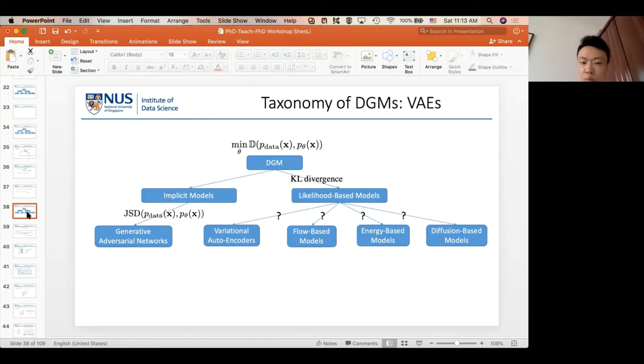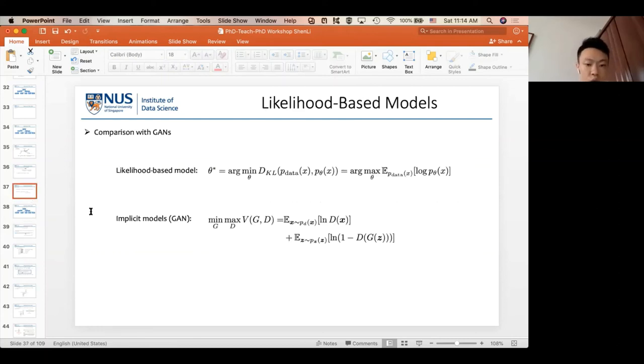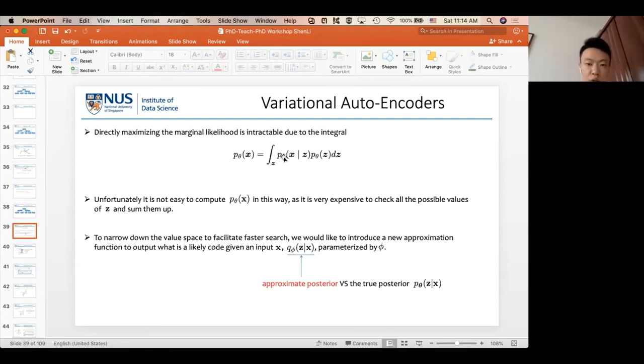But the most well-known in this model is the Generative Adversarial Networks, the GANs, which proved to be the most powerful and most effective model we will use in most of the applications. Okay, so back to variational autoencoder. We know that directly maximizing the marginal likelihood is intractable due to this integral, right? Because we just showed that we are maximizing this, and when we plug this into this equation, we will encounter a high dimensional integral, and this is quite intractable. And unfortunately, it's not easy to compute the P of X in this way.